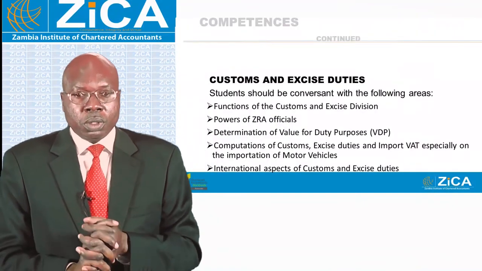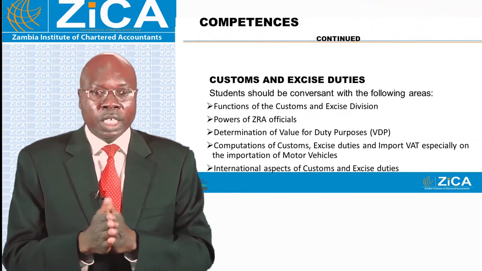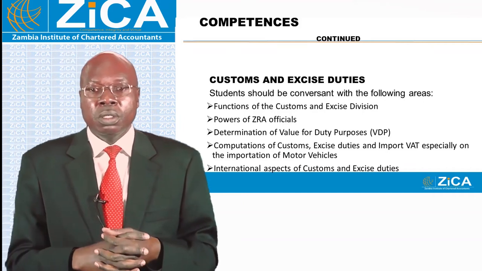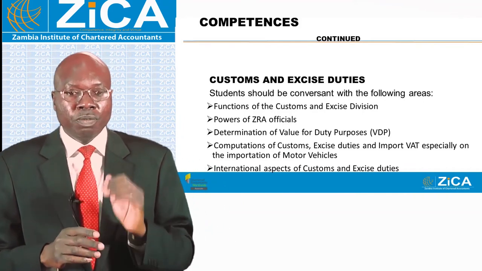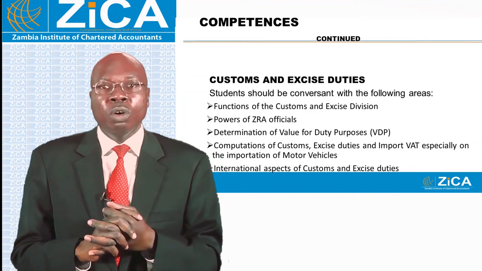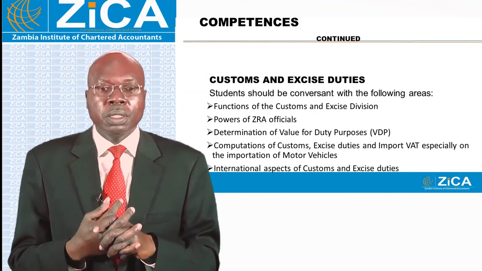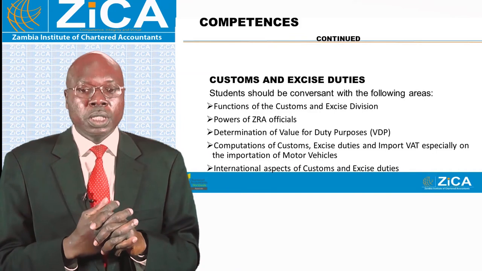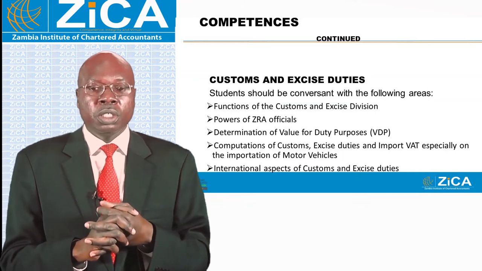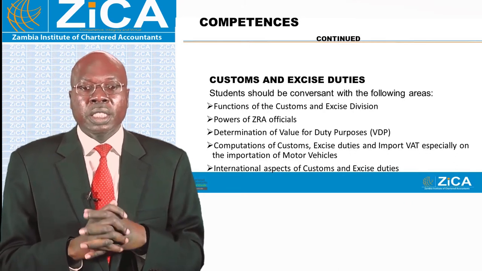Let me come to some of the areas of importance as far as customs and excise duties is concerned, where students should be conversant with the following areas. Number one, functions of customs and excise division, powers of ZRA officers, determination of value for duty purposes, VDP, computations of customs, excise duties, and import VAT, especially on the importation of motor vehicles, and international aspects of customs and excise duties.